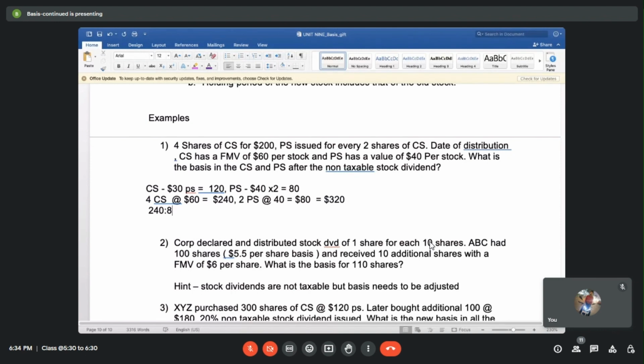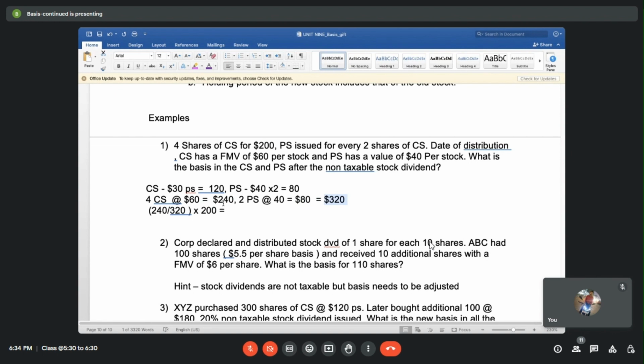So what we'll do is, the fair market value of common stock is how much? 240. Divide it by 320. Okay, and what was the original basis? 200. Because we cannot change the original basis. What we are doing is we are taking the fair market value of common stock and fair market value of preferred stock, that comes to 320. Now we'll see out of the 320, how much needs to go towards 240.